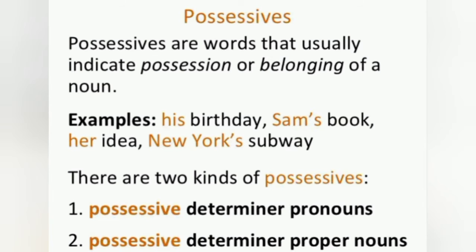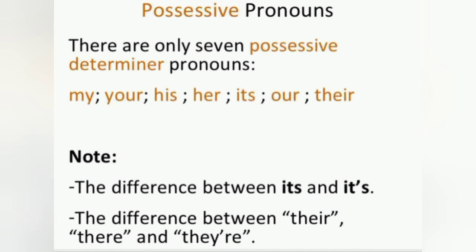So let's understand possessives. Possessives are words that usually indicate possession or belonging of a noun. For example, his birthday, Sham's book, her idea, New York's subway. There are two kinds of possessives: possessive determiner pronouns and possessive proper nouns. There are only seven possessive determiner pronouns. Example: my, your, his, her, its, our, their.